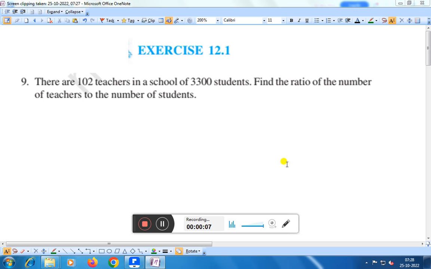There are 102 teachers in a school of 3300 students. Find the ratio of the number of teachers to the number of students. You have to find the ratio of number of teachers to the number of students. Let us solve this problem.